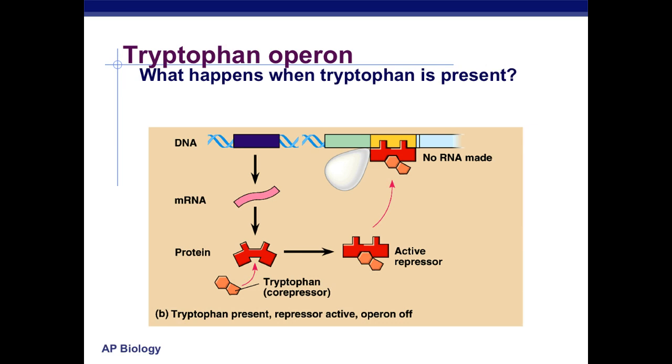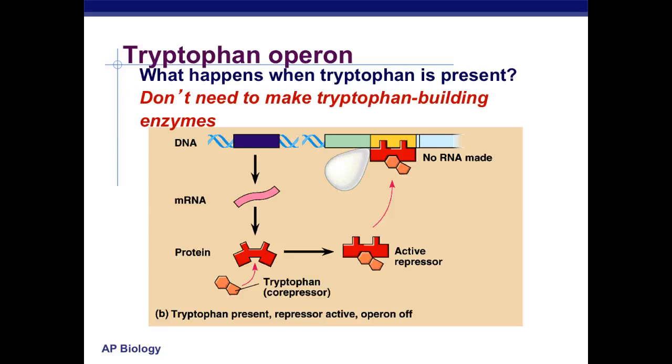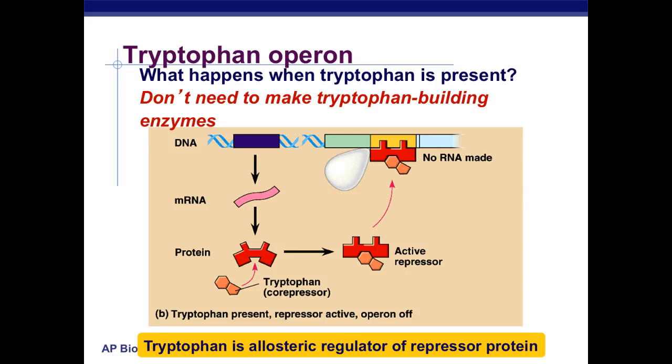So that was the example of the tryptophan operon. So what happens in the presence of tryptophan? There doesn't need to be any more tryptophan made, so you don't need to make tryptophan-building enzymes. So it stops the production of tryptophan. Tryptophan is an allosteric regulator of the repressor protein.